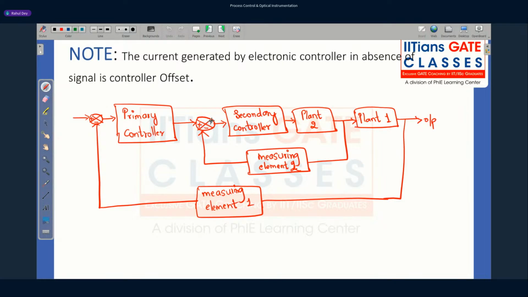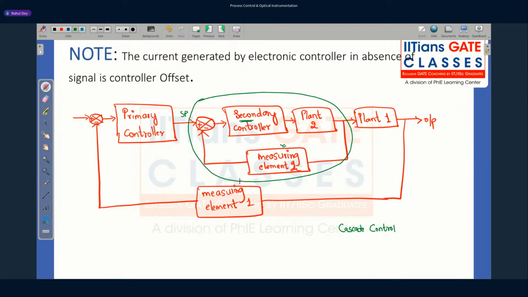So this is what we know as your cascade control system. Here you can see basically we have two loops. This is your secondary loop and this is your primary loop. The input of the secondary loop, or the set point of the secondary loop, is the output of the primary controller.